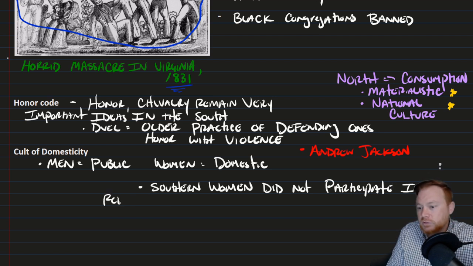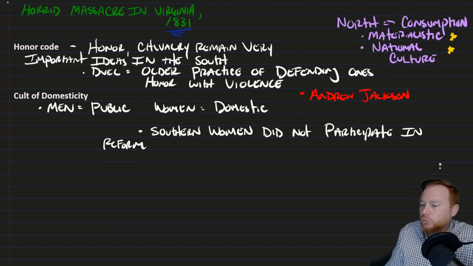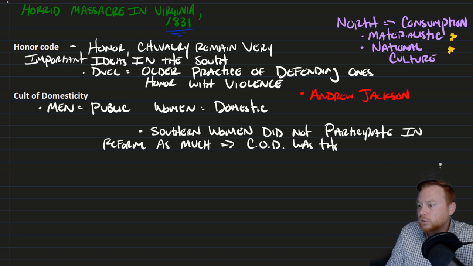in reform movements. Because remember, in the North, reform movements allowed for an opportunity for women to break the barrier into the public arena. Well, a lot of the reform movements like public schooling and drinking and labor laws, those were changes that the South wasn't necessarily going through. And so Southern women did not participate in reform as much. And as a result of that, you might be able to say that the cult of domesticity was therefore maybe stronger.